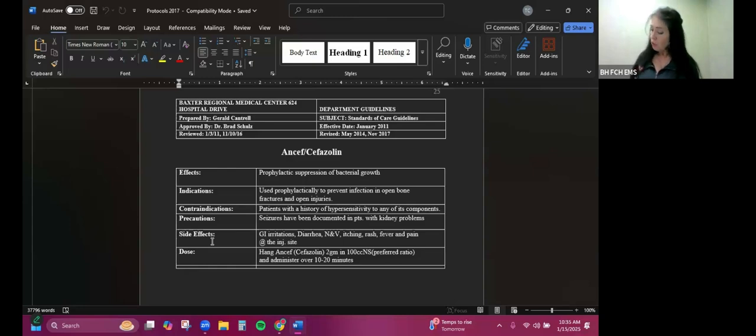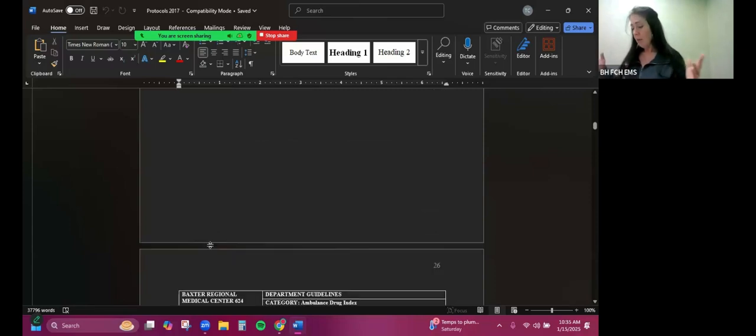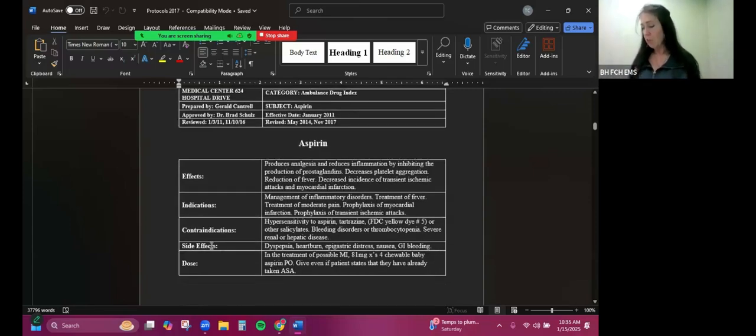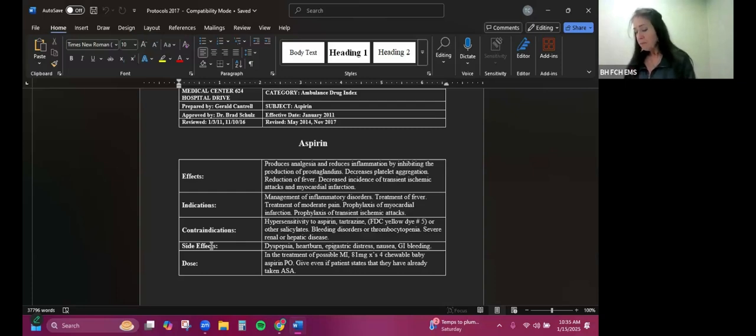The dosage of the Ancef is 2 grams in 100 cc's of normal saline as the preferred ratio, and you administer it over 10 to 20 minutes in an IV drip, which we're familiar with. That's one of our normal drugs, okay? We're going to talk about aspirin, but everybody knows aspirin's something we've been using forever on all the trucks, okay? The management is for inflammatory disorders. It's for treatment of fever, treatment of moderate pain, prophylaxis of myocardial infarction, and prophylaxis of transient ischemic attacks.